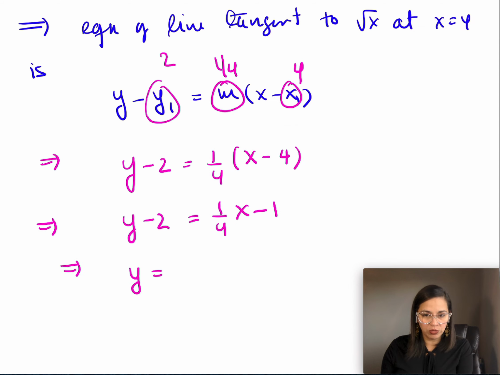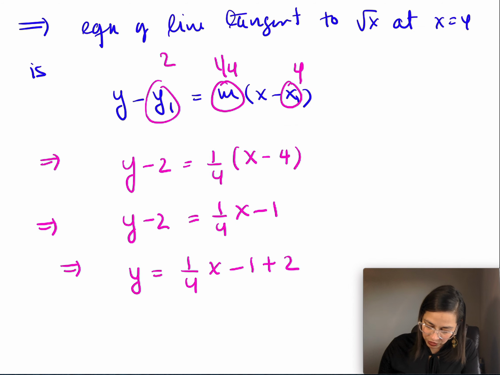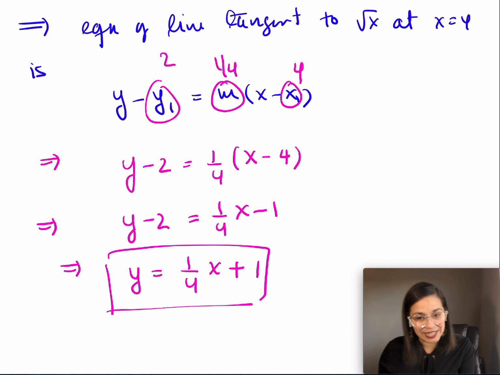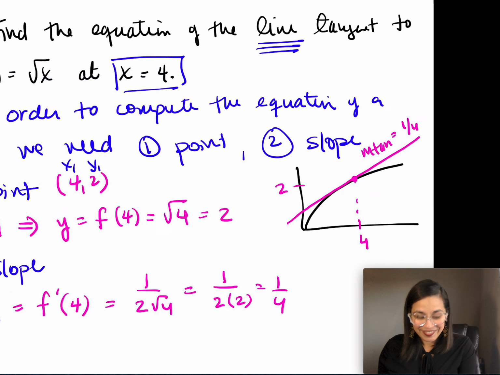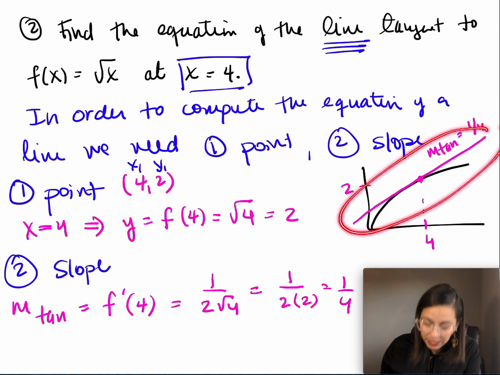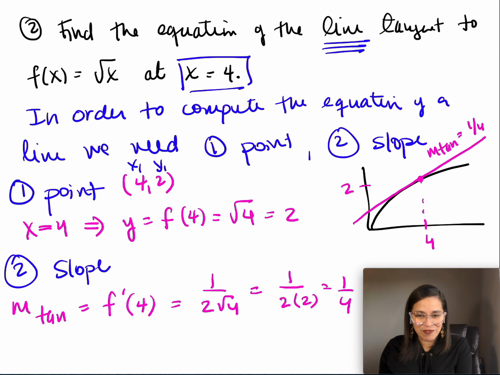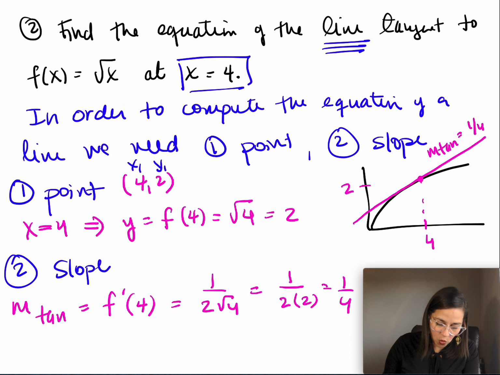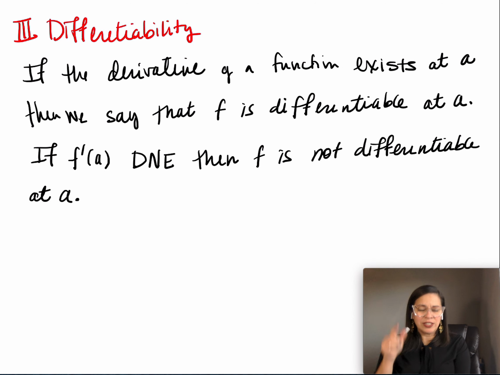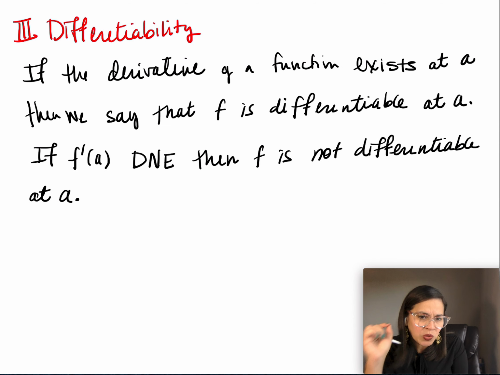I'm going to add that 2. So I get 1 over 4 x minus 1 plus 2. And minus 1 plus 2 gives you 1. So this is the equation of my tangent line, meaning the equation of this line. That's the line tangent to the graph of root of x at x equals 4. One more time, this is the graph of root of x. Perfect.